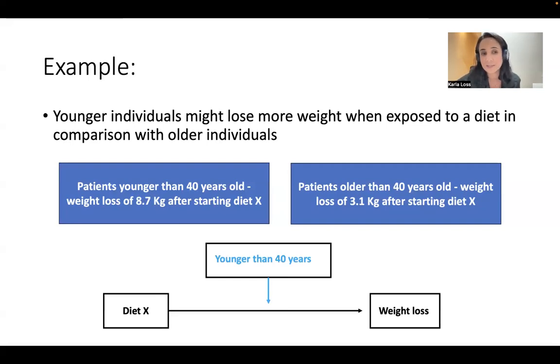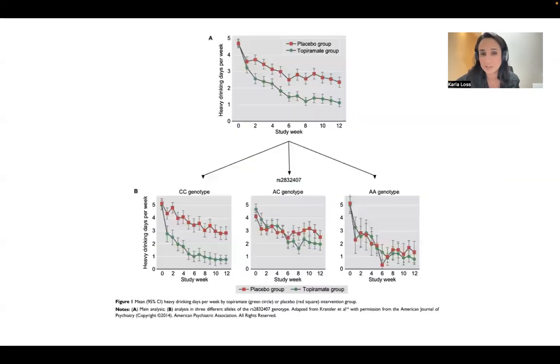This is just a fictional example. For example, in patients younger than 40 years old, the weight loss was 8.7 kilograms after starting the diet, and for patients older than 40, this weight loss was much smaller, 3.1 kilos. So again, age categorized as younger than 40 or older than 40 would change the effect of diet in patients.